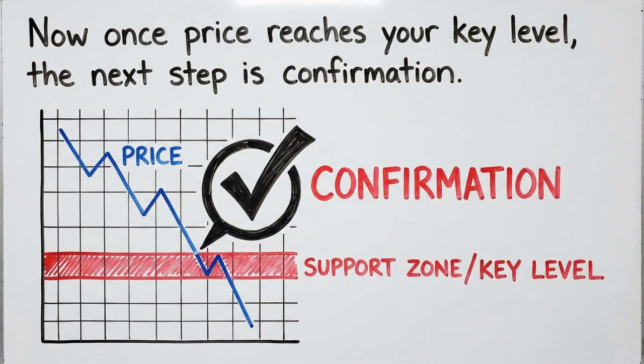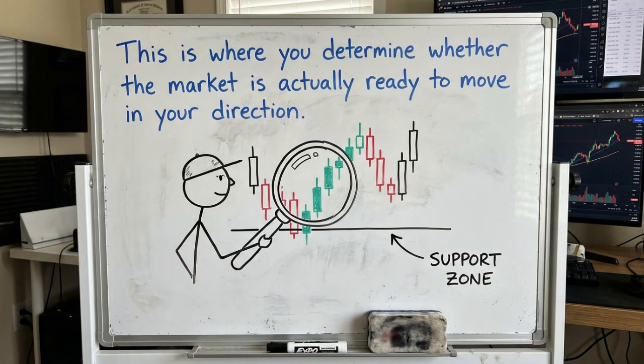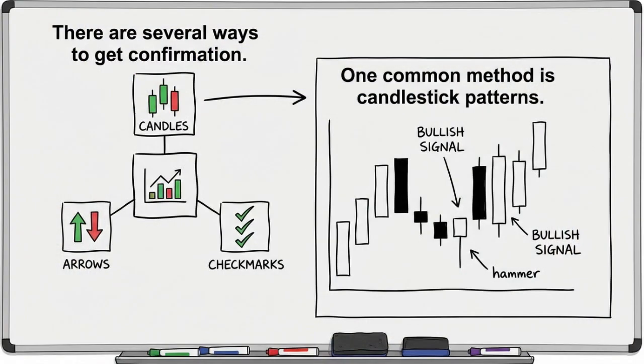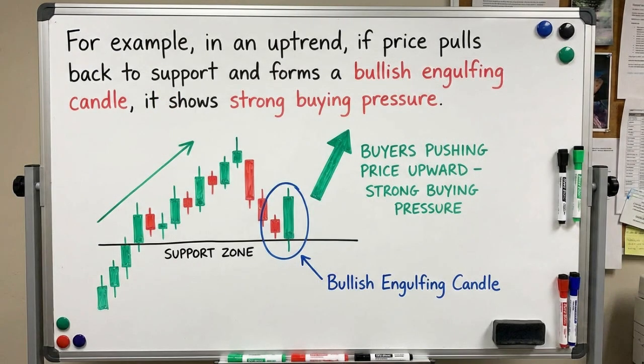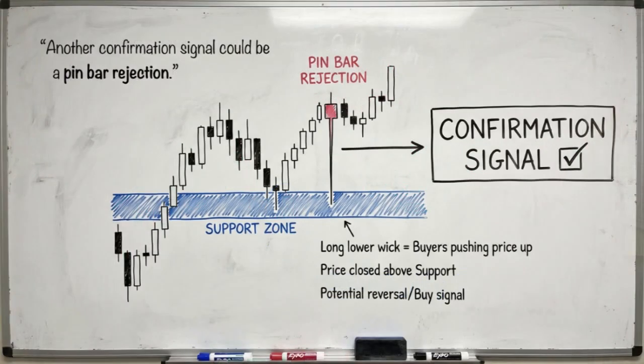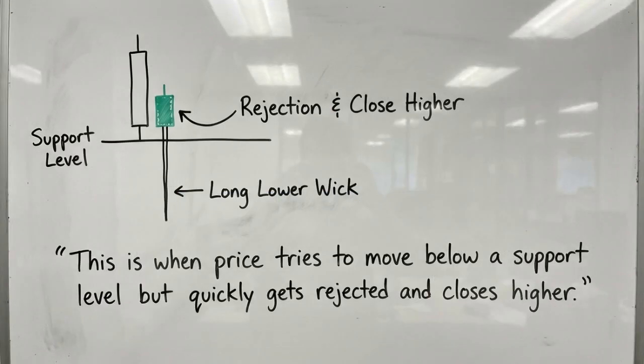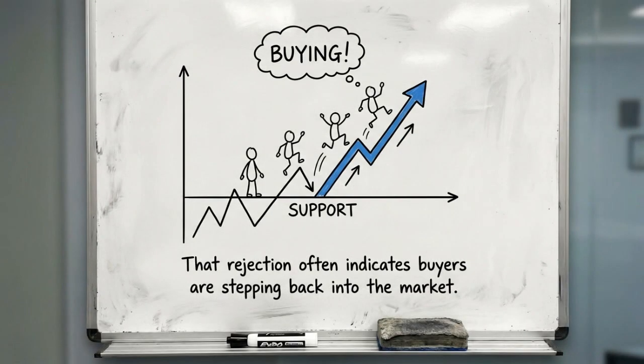Now, once price reaches your key level, the next step is confirmation. This is where you determine whether the market is actually ready to move in your direction. There are several ways to get confirmation. One common method is candlestick patterns. For example, in an uptrend, if price pulls back to support and forms a bullish engulfing candle, it shows strong buying pressure. Another confirmation signal could be a pin bar rejection. This is when price tries to move below a support level, but quickly gets rejected and closes higher. That rejection often indicates buyers are stepping back into the market.